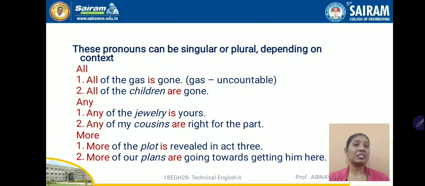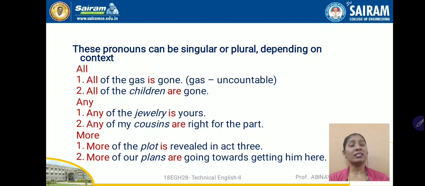Why? Because you have to see this on the basis of the subject used nearby it. The first subject is jewelry, singular, so we are using is. The second subject is cousins, plural. So we are taking this any as the plural pronoun. See the next one, more. More of the plot is revealed in Act 3. More of the plot, not plots, the subject that comes along with more is plot, singular. So we are going for the singular verb is. So the more in the first sentence is to be taken as a singular pronoun.